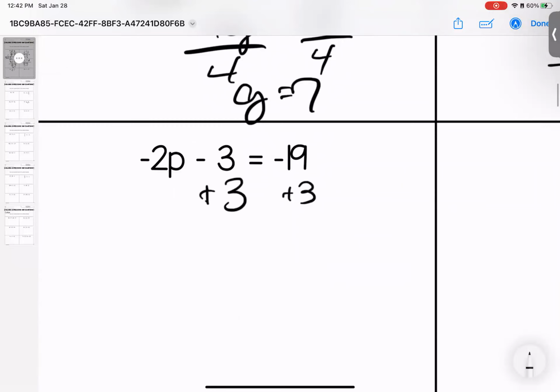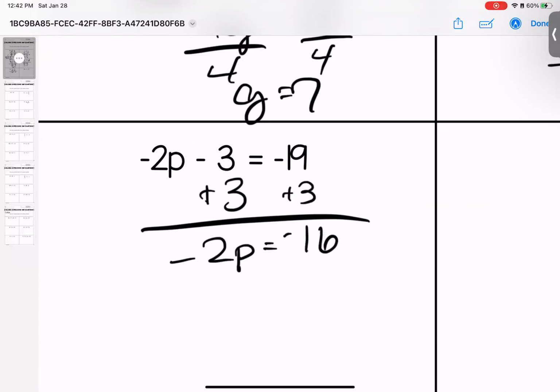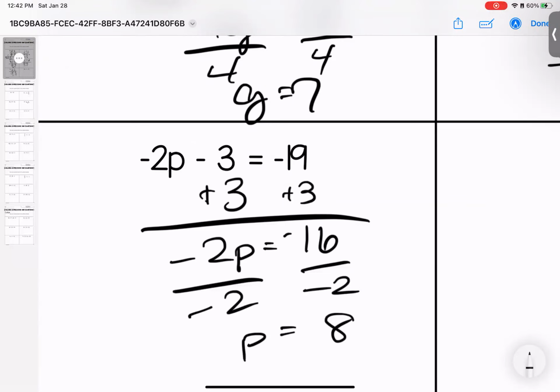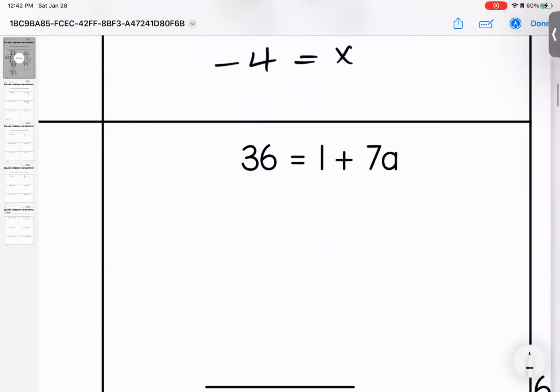Start with my constants. Opposite signs mean I'm going to subtract. So I have 19 minus 3, which leaves me with 16. It's negative because my larger sign is negative. Divide by negative 2. P is equal to 8. Opposite signs make it a positive 8.